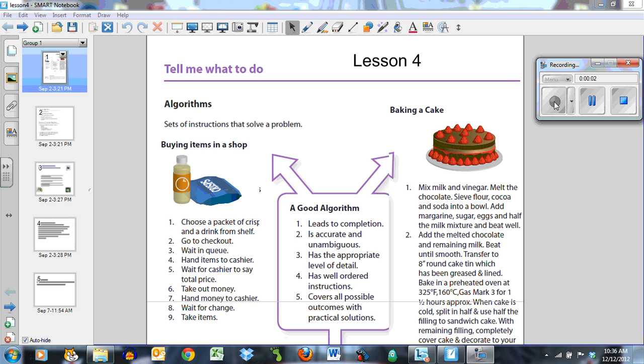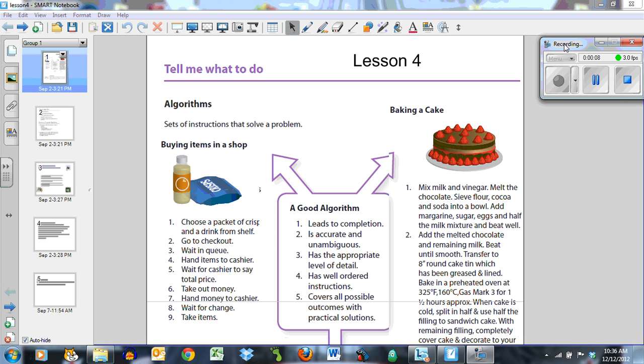This is lesson number 4 of Computer Science 20S, and lesson number 4 really has no computer part to it. There are no Scratch assignments with it. This is strictly sort of a thinking type of lesson. Lesson number 4 has to do with algorithms, and an algorithm is really just a set of instructions that solve a problem. And there's a couple of examples here on your handout and on the slide.